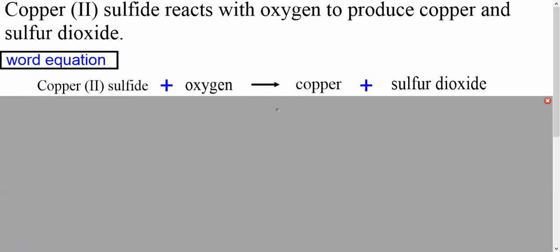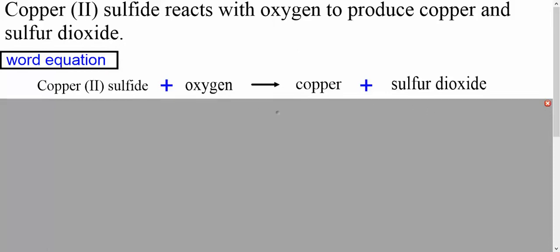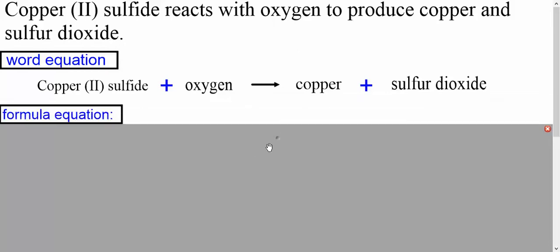More practice. Copper 2 sulfide plus oxygen yields copper plus sulfur dioxide. Let's write the formula equation.